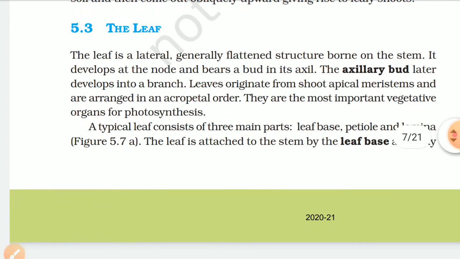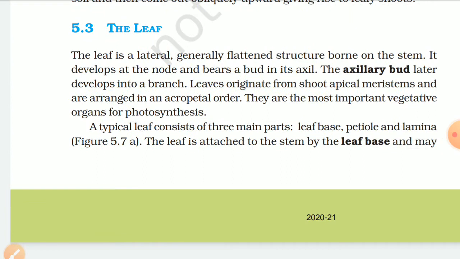5.3 The leaf. The leaf is the lateral, generally flattened structure borne on a stem. It develops at the node and bears a bud in its axil. The axillary bud later develops into a branch. Leaves originate from shoot apical meristem and are arranged in an acropetal order. They are the most important vegetative organs for photosynthesis. A typical leaf consists of three main parts: leaf base, petiole, and lamina.